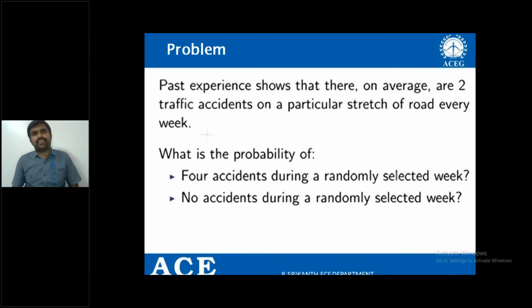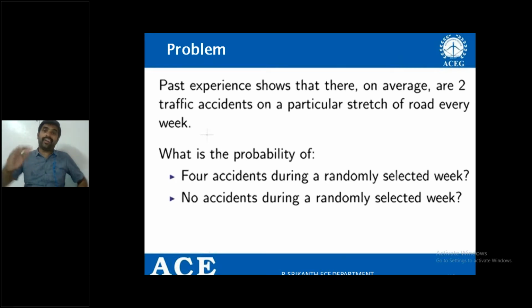Let us take a simple problem related to Poisson. Past experience shows that there are on average 2 traffic accidents on a particular stretch of road every week. For example, a road is considered. On the road, from the previous experience, on an average 2 traffic accidents every week. So per week 2 traffic accidents. What is the probability of 4 accidents during a randomly selected week? Let us assume this week. So what is the probability of having 4 accidents?